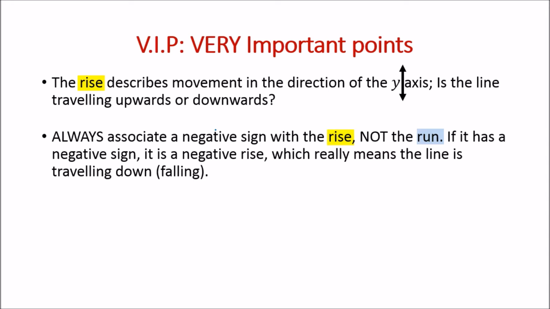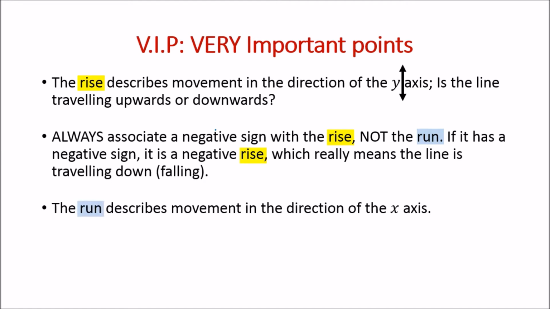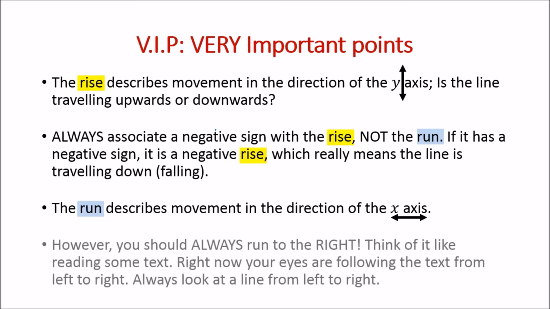I want you always to associate it with, is it going up or down, not to the right or to the left. We want to stick with the run only being to the right. It will make your life much easier. The run describes movement in the direction of the x-axis, and the x-axis goes to the right and to the left. However, you should always run to the right.